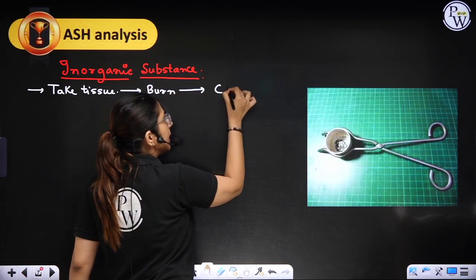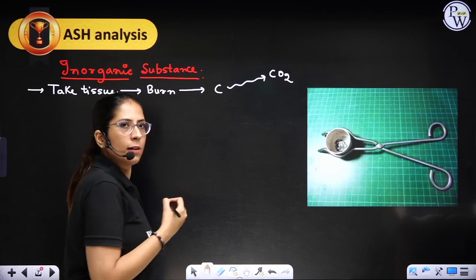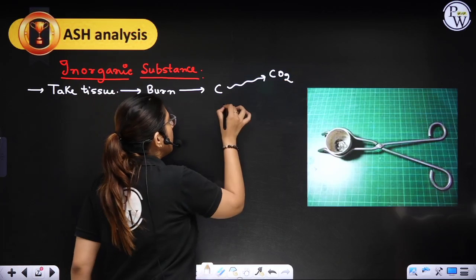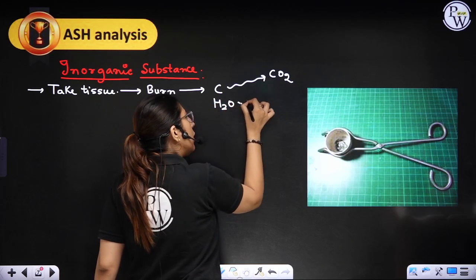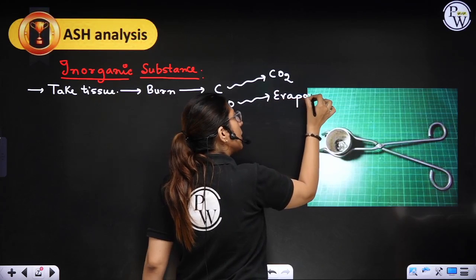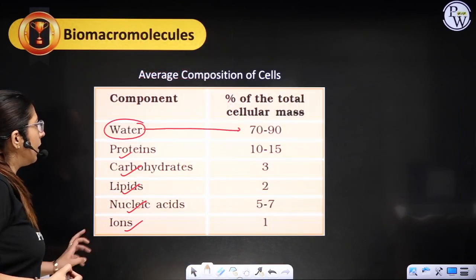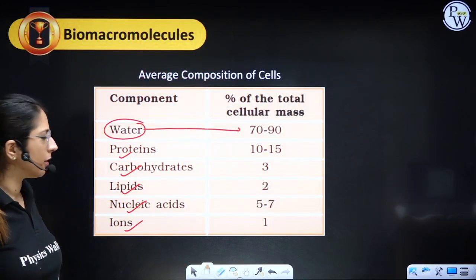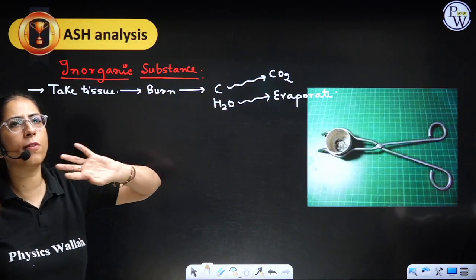Your carbon containing substances will go out in the form of carbon dioxide, because majorly what you're going to find is carbon. And what about the water? Water will also evaporate. In the proteins, the carbohydrates, in the lipids also, the backbone is of carbon. That we'll see later on. So the carbon will go away as carbon dioxide, because we have burnt it.